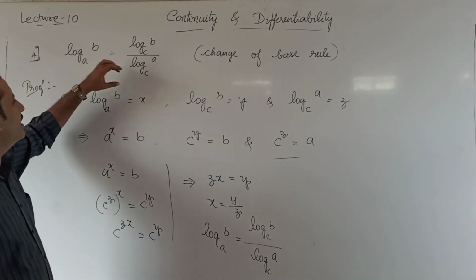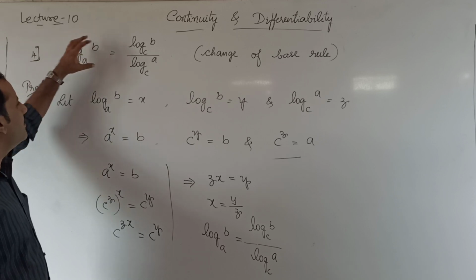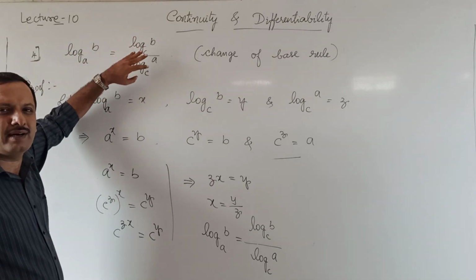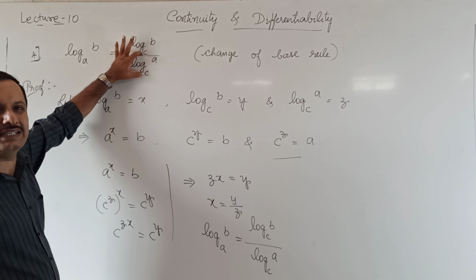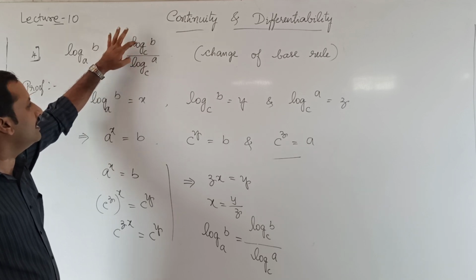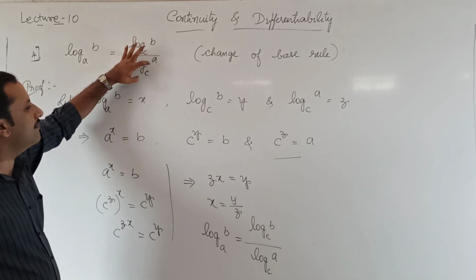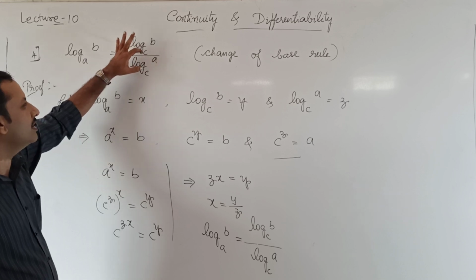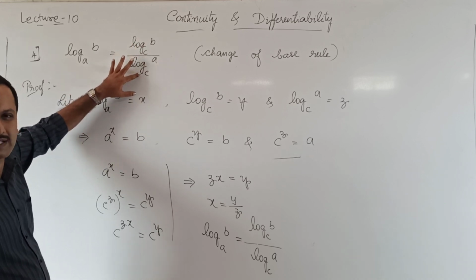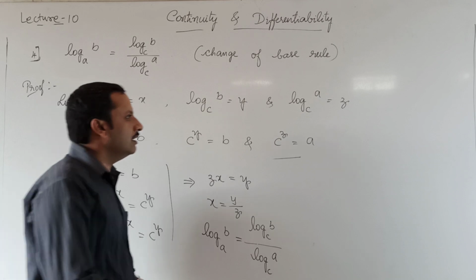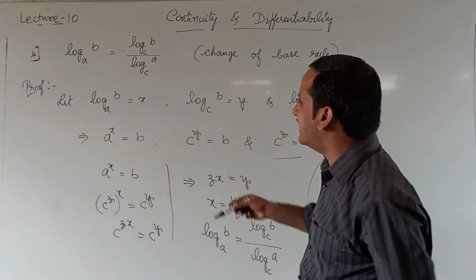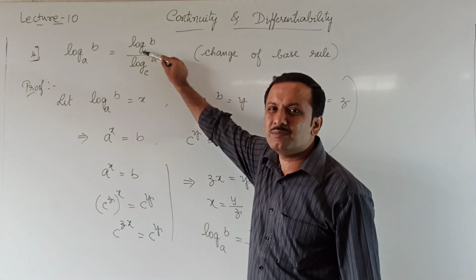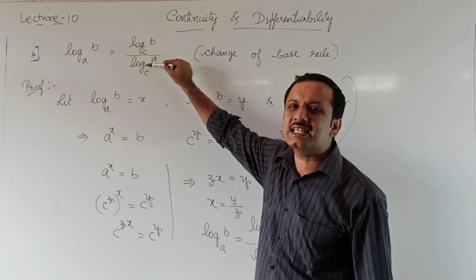So keep in mind that if you have log b to the base a, we write log b divided by log a and write the same base here. Whatever the base is, it can be log b to the base d divided by log a to the base d, or log b to the base e divided by log a to the base e. So from there, I said we can write any base, but make sure that these two bases are the same.